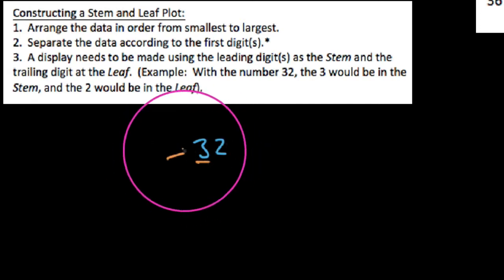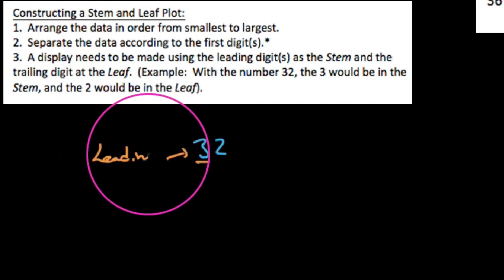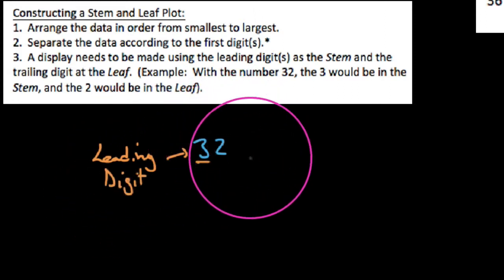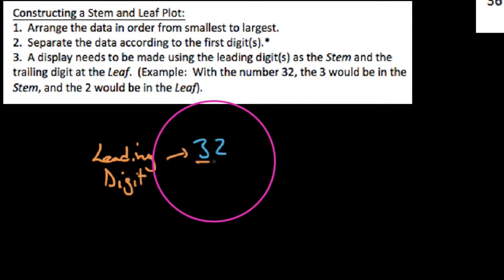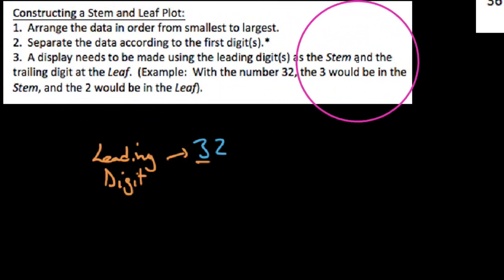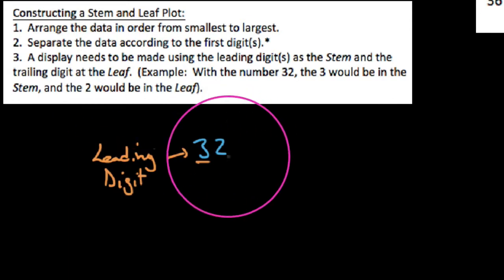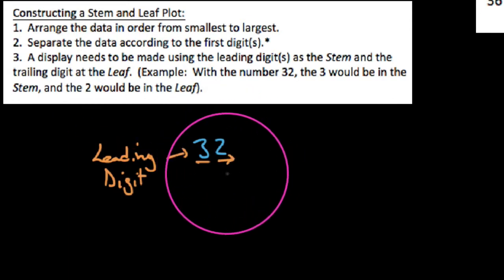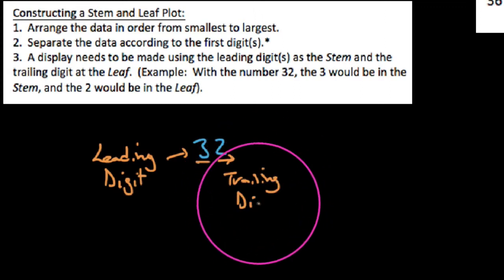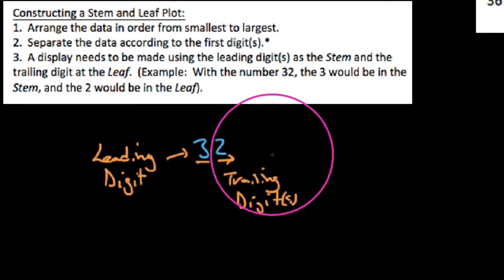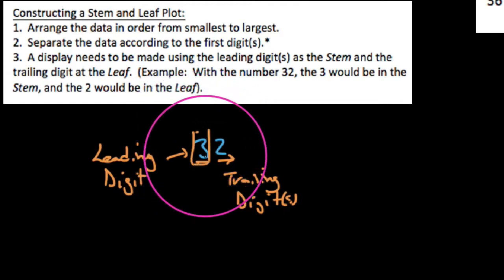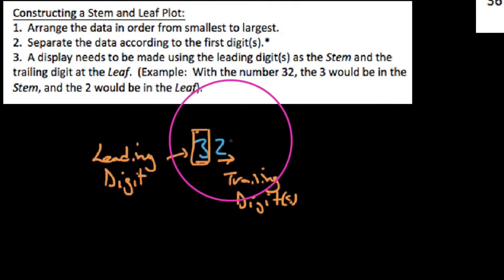Okay, so what we're going to do is give this a name. We call it the leading digit, or the lead digit. And we're going to separate this from everything else that trails off after it, but we say everything after this would be in the leaf. So we say the leading digit belongs in the stem. A display needs to be made using the leading digit as the stem, and the trailing digit as the leaf. So everything to the right of the leading digit, we're going to refer to as the trailing digit. In this case we have only one digit, but we could have trailing digits as well. That's certainly a possibility. So if we had the number 32, 3 would be in the stem because it's our leading digit, and then 2 would be the trailing digit, it would be in the leaf.